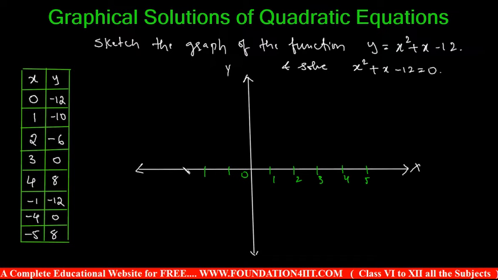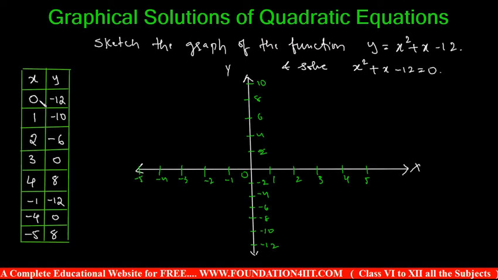In the same way take the other side: minus 1, minus 2, minus 3, minus 4 and minus 5. And vertically take 2 units: 2, 4, 6, 8. Okay, the highest is 8 only, so 10. And the minimum is minus 12: minus 2, minus 4, minus 6, minus 8, minus 10 and minus 12. So with these values, now we can plot the points on the graph.